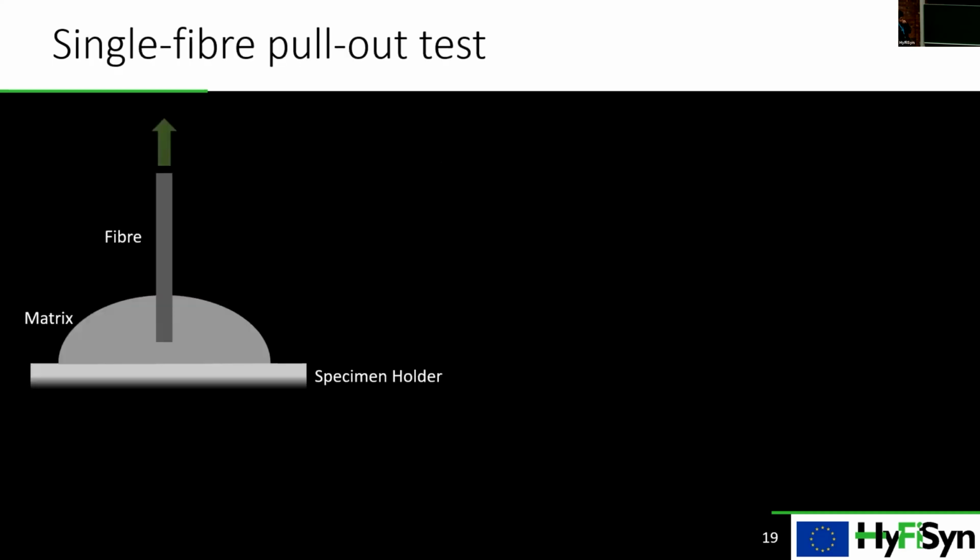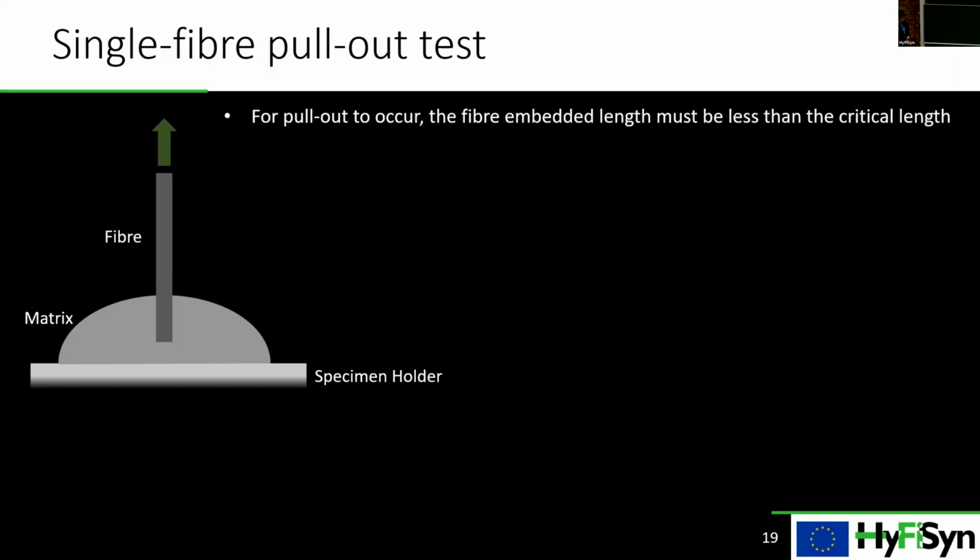The second test I'm going to introduce is the single fiber pull-out test, where basically you have a droplet of a matrix, you embed a fiber, cure it, and pull the fiber out of it. In order to have the pull-out happen, the fiber embedded length must be less than the critical length. Otherwise, you will end up with fiber breakage. This is the embedded length, which is embedded in the matrix droplet.